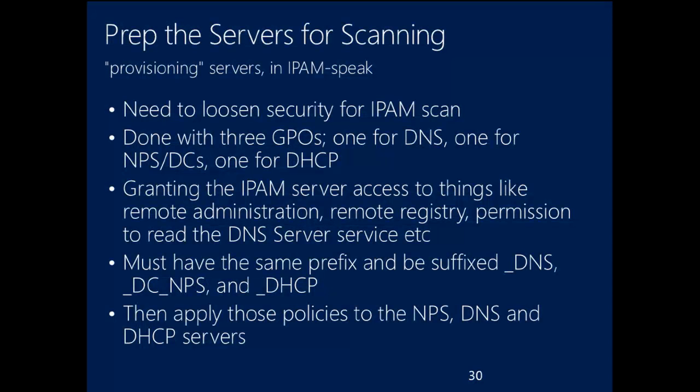To do this, you have to create 3 group policy objects. This is the wonky thing about it, so pay attention, please. One loosens up the DHCP servers, one loosens up the DNS servers, and one loosens up the domain controllers and the quarantine servers. The way you identify them is you pick a prefix, any prefix, and then you name the objects whatever that is, underscore DNS, that's one of them. Whatever you picked, underscore DC, underscore NPS, that's the second one. And the third one's going to be whatever you picked, underscore DHCP.